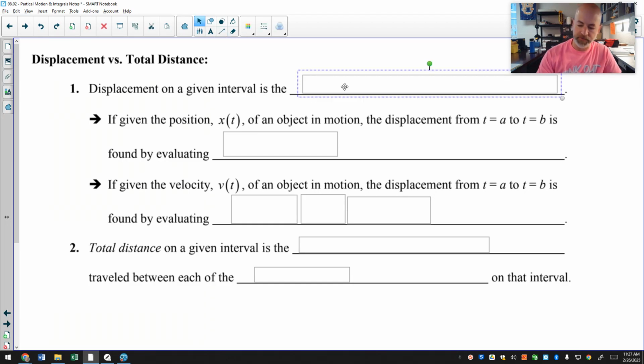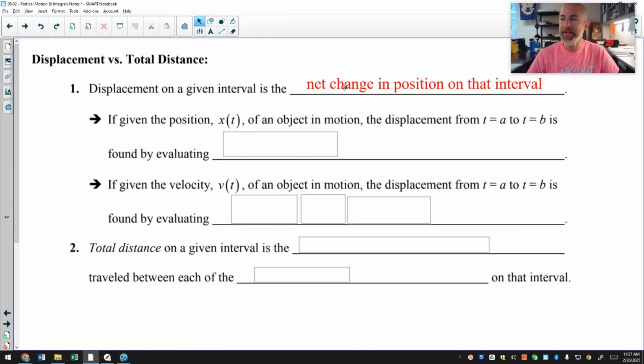The displacement of something that is moving is the net change in position on that interval, which means you find where you finished and where you started, and you find the distance between those 2 points. So if you have the position function already, then it's really easy, because for displacement, you just find the position at those 2 times and you subtract them. If that is a negative answer, then your displacement is a movement to the left. Your net change was a movement left. If it is a positive answer, that means you moved to the right. It tells you how many units you moved in whichever direction.